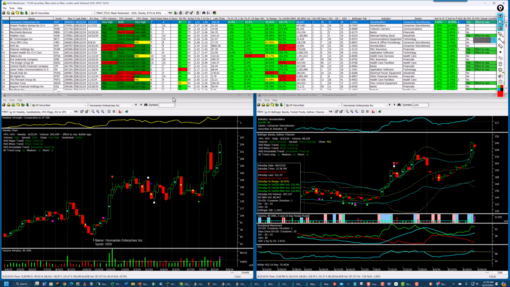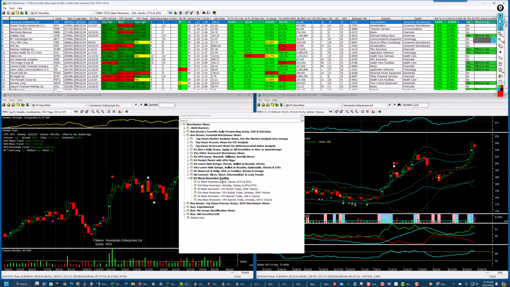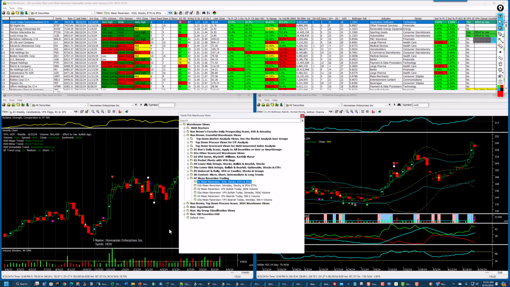Now I'm going to explain this, and where I am right now, I'll bring up the quick pick. I am in my Essential Warehouse Views. This is where I built this. Folder number 7, Mean Reversion Trading. And I have 3 scans in here. I need to renumber these right now. Somehow I went from 1 to 3. Let me change that and then I'll come back. Okay, that's better.